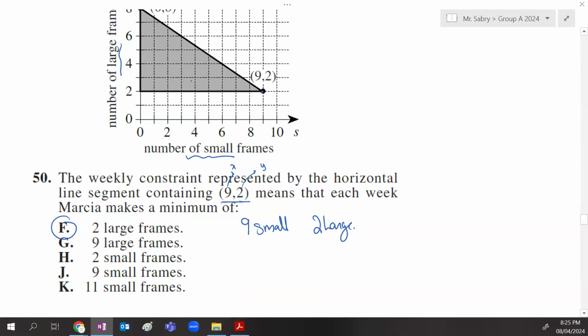The weekly constraint represented by the horizontal line. He's only talking about the horizontal line. The horizontal line is the line going across, so it's definitely the number of large frames only. This line going across means we have to make a minimum of 2 large. We can't go below this line. So it works for that. Does this make sense or not?